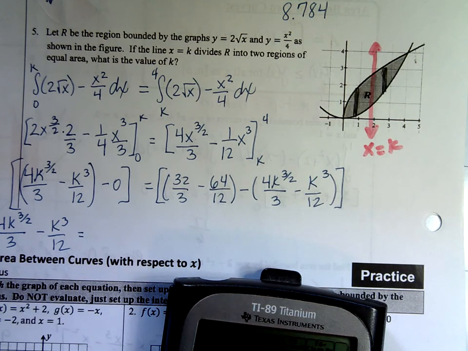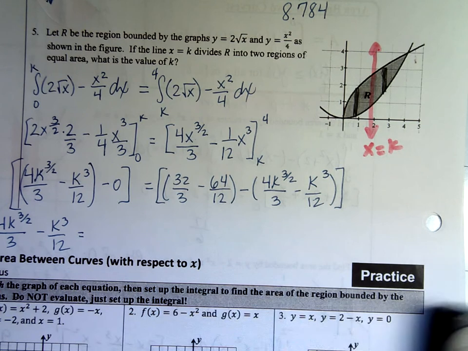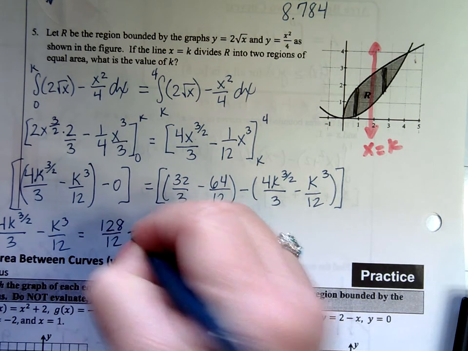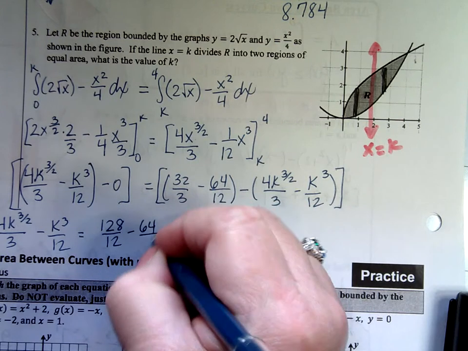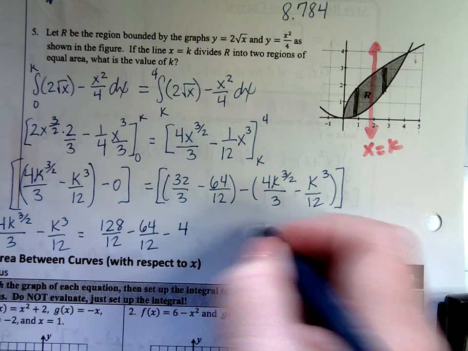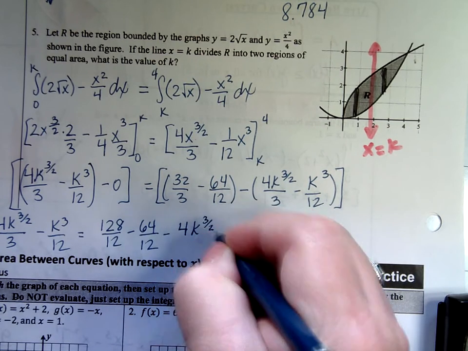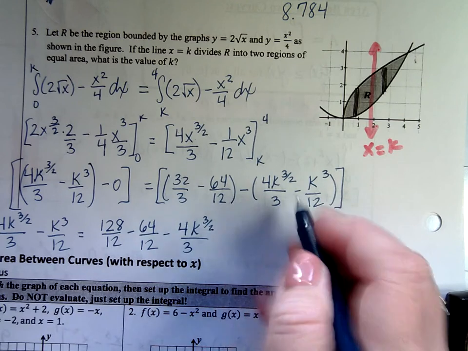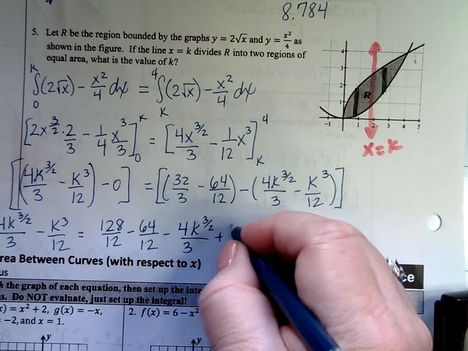If I have 32 thirds and I want to change it into 12ths, 32 times 4 is 128 twelfths. 128 twelfths minus 64 twelfths. And then I have minus 4k to the 3 halves over 3. And I have plus, negative, negative, plus k cubed over 12.